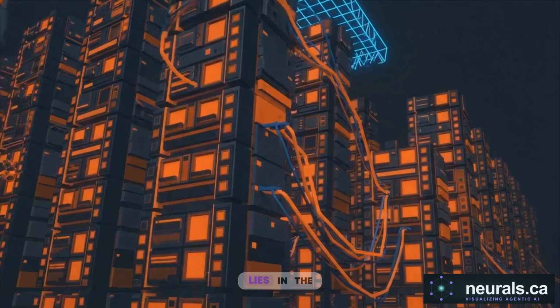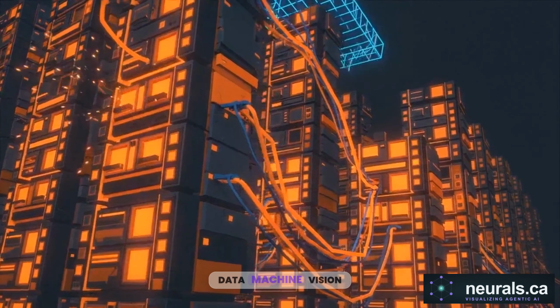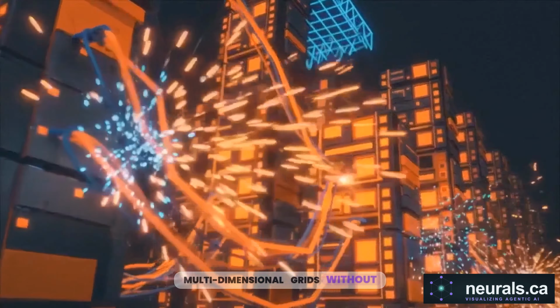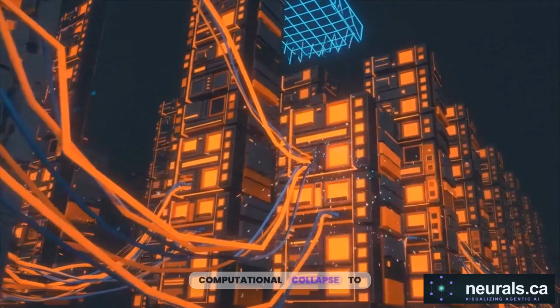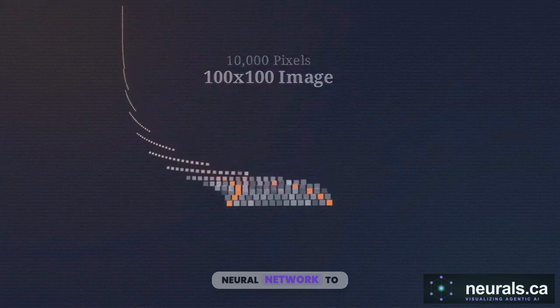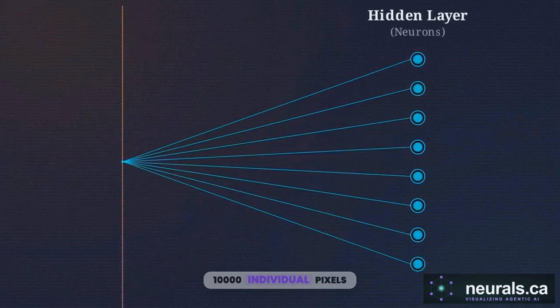The difficulty lies in the logistics of the data. Machine vision requires processing dense, multidimensional grids without triggering a complete computational collapse. To see that collapse in action, imagine feeding a modest 100 by 100 pixel image into a standard neural network. To process it, the network must first flatten that two-dimensional grid into a single line of 10,000 individual pixels.